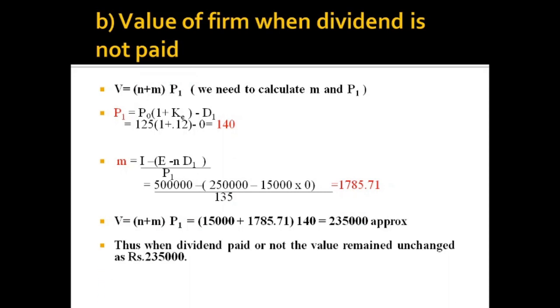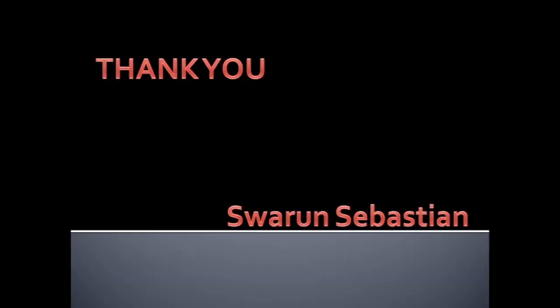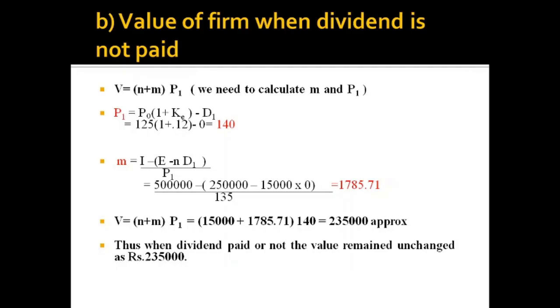So thus whether dividend is paid or not, the value remained unchanged, that is rupees 2,35,000. That means the dividend policy has no role in the value of the firm. Whether a firm pays dividend or does not pay dividend, the value of the firm remains unchanged. This is how we can prove the Modigliani and Miller theory.